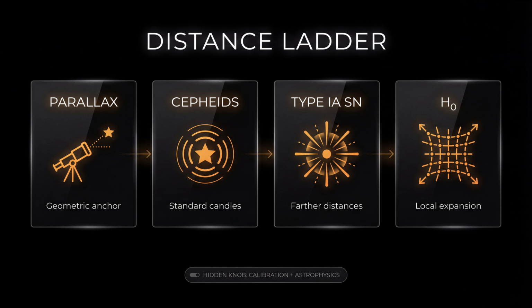Is it independent? That depends. Many ladder results share rungs, anchors, photometry pipelines, and supernova standardization choices. Shared rungs mean shared risk. Now, here's the next cliff turn. If the ladder's knob is calibration, then what's the other knob that could move 9%? That takes us to the families that don't climb the ladder at all.